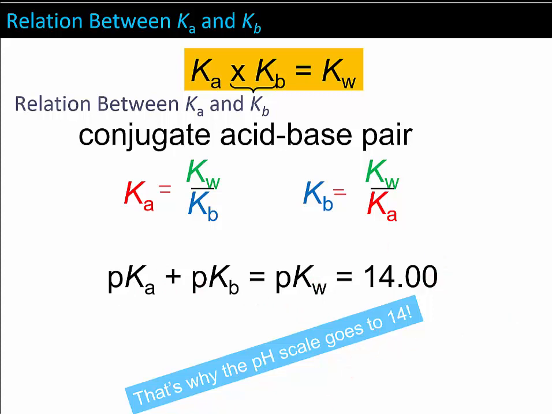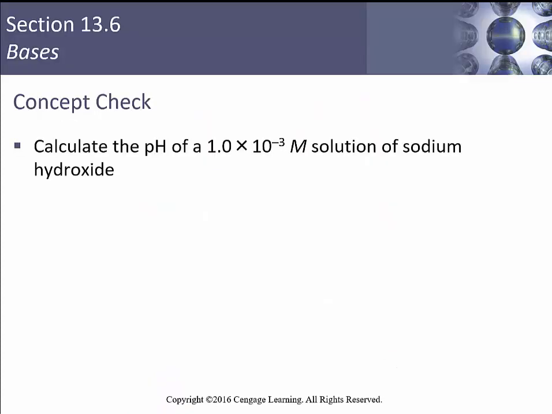Let's do a concept check. We're going to calculate the pH of a 1.3 times 10 to the minus 3 molar solution of sodium hydroxide. Think about what you're going to do. A couple of ways to do it. I could convert this into OH minus, and then from OH minus use Kw over the OH minus ion concentration to find H plus. I could find a pOH and then find a pH. Okay, let's see what you got.